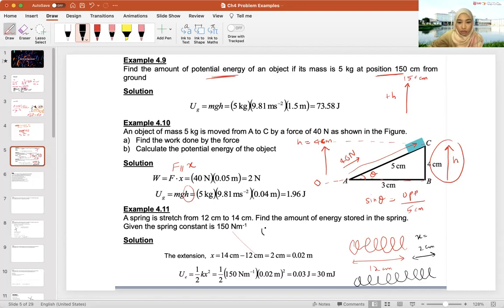So we know that this equation is 1 over 2 kx squared. And your x will be 2 centimeter. Please change it to SI unit. Given that the spring constant is 150 Newton per meter. So 1 over 2, 150 times 0.02 squared. Okay, these are pretty easy, just using the equation.